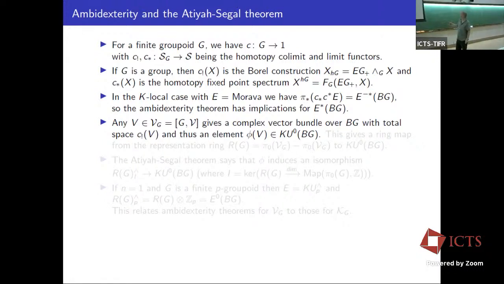So now I want to compare that with some things about representation theory. Okay. So suppose I've got a representation of G, so that's an element of this category curly VG.